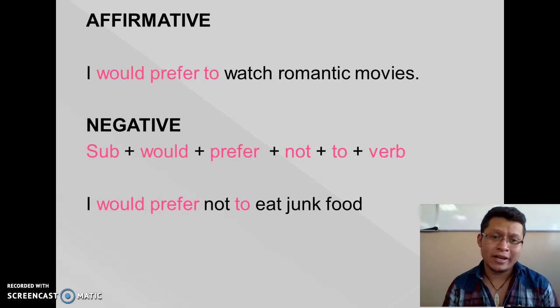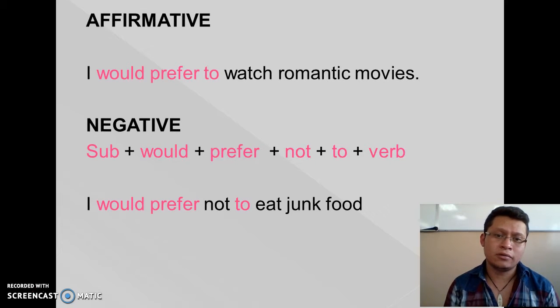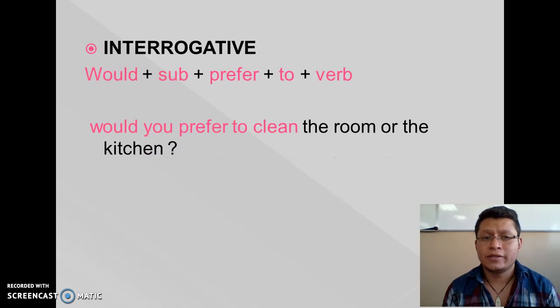The negative ways is subject plus would plus prefer plus not plus to plus verb. For example, I would prefer not to eat junk food. Interrogative ways is would plus subject plus prefer plus to plus verb. Would you prefer to clean the room or the kitchen?